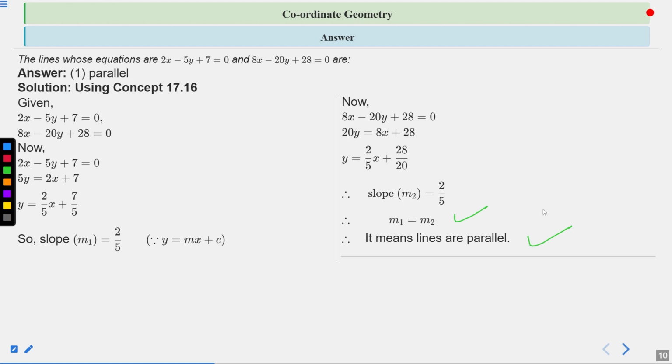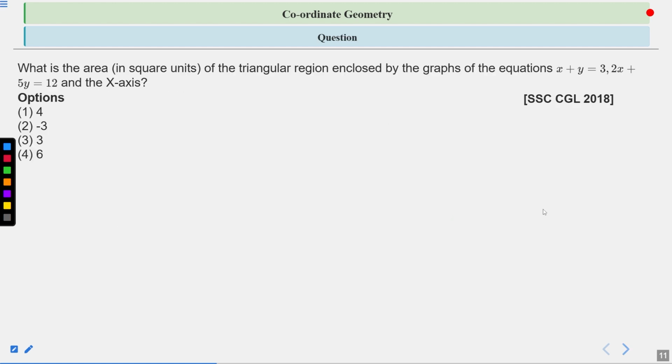Next one. What is the area in square units of the triangular region enclosed by the graphs of the equations x plus y equals 3, 2x plus 5y equals 12 and the x-axis? This question was asked in the SSC CGL exam in 2018. There are four options. First one is 4, second is -3, third one is 3 and fourth one is 6. Now you have 10 seconds to solve this question. Your time starts now.